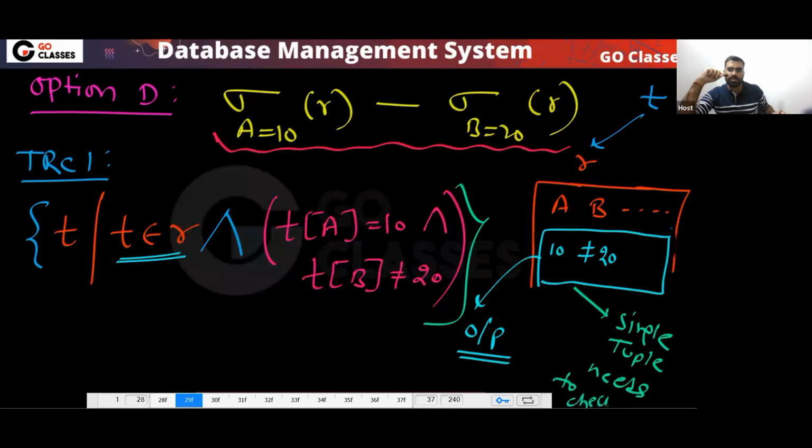Correct? We need to check a single tuple. Only a single tuple we have to check, because remember what this is saying. This is saying those tuples which have A value 10 minus those tuples which have B value 20. So from those tuples which have A value 10, you need to remove those tuples where B value is 20. Is this clear to everyone? Please tell me. So ultimately I want those tuples in R where A value is 10, B value is not 20. Did you get it?